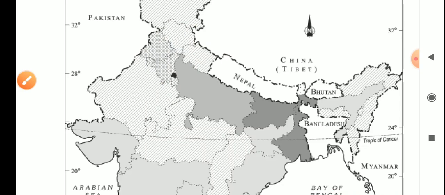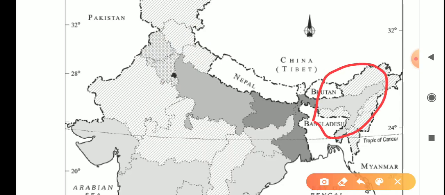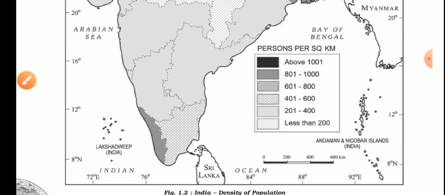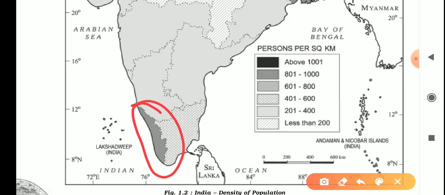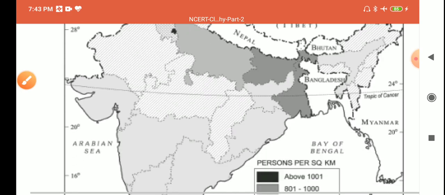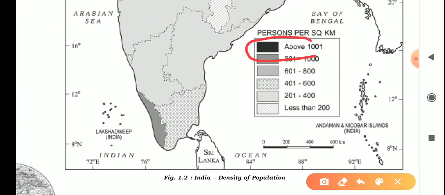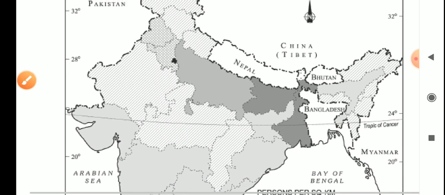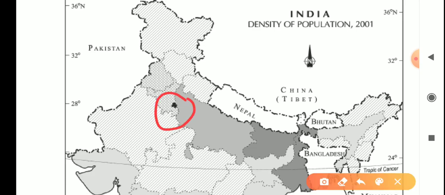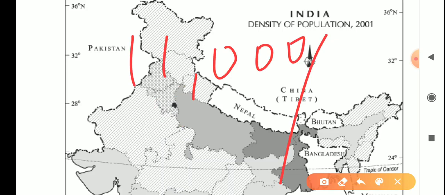And if you see Assam, it also has less area and decent population, so it is a little bit darker. Then Kerala has a very small area and more people, so it also has a dark shade. The black spot is for the above 1001 class. Can you see the black? Yes, this one. What is this? It is Delhi, which at present has 11,000 persons per square kilometer. This is the data of present time, almost 11,000.